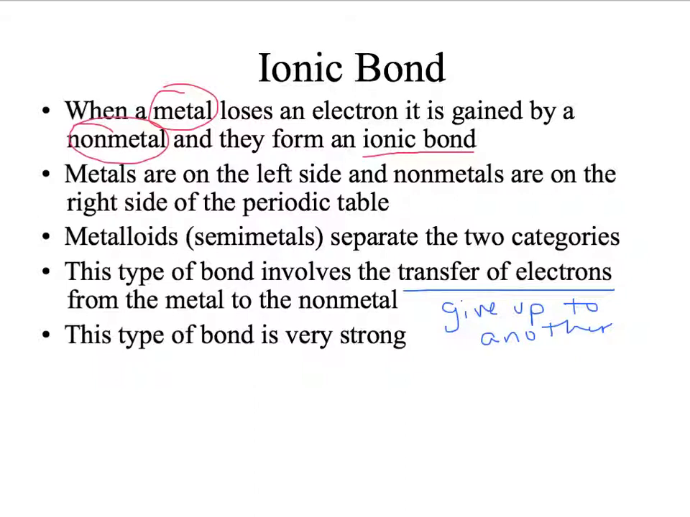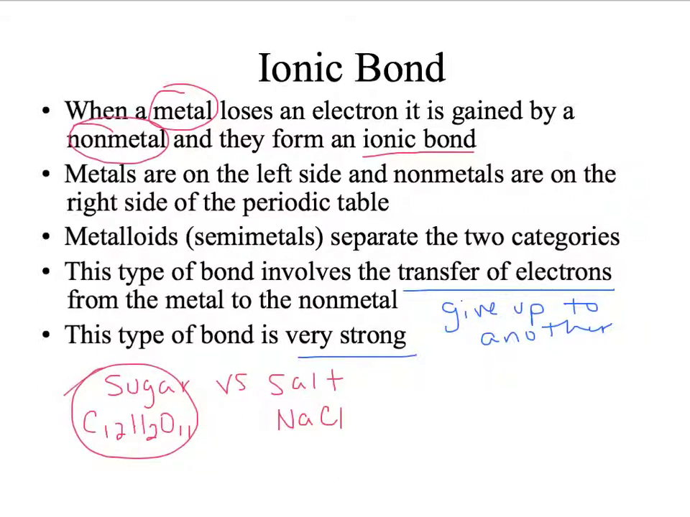So this type of bond is very strong. And in physical science, you should have had a demonstration of sugar versus salt. Salt's chemical formula is NaCl. Sugar is C12H22O11. Your teacher probably had a race to see which one melted first. You should have timed it, and sugar definitely melted first.